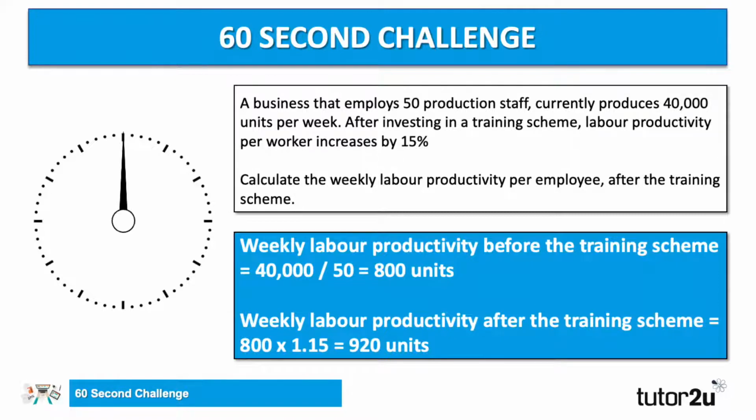Weekly labor productivity before the training scheme, when they were producing 40,000 units with 50 staff, was 800 units per person or per worker. Weekly labor productivity after the training scheme is 800 plus 15%, so 800 multiplied by 1.15, which is 920 units, quite a significant increase. Well done if you got that right. I can see Harry and Toby and Isabella and others were very quick in with their answers.